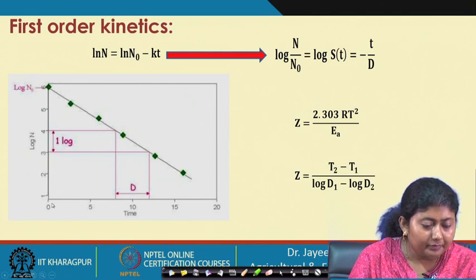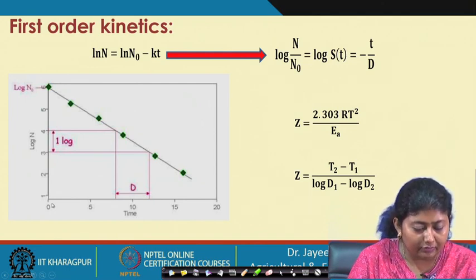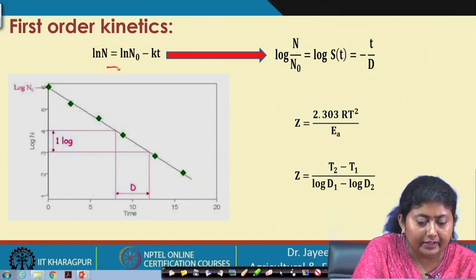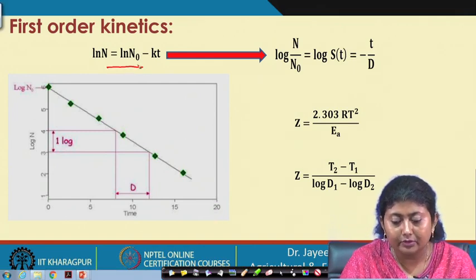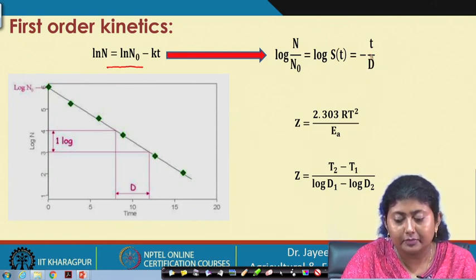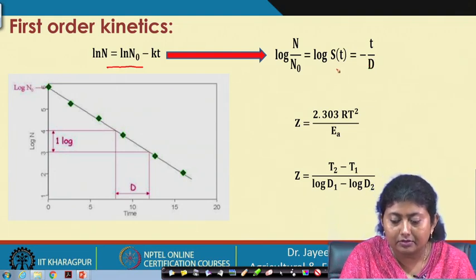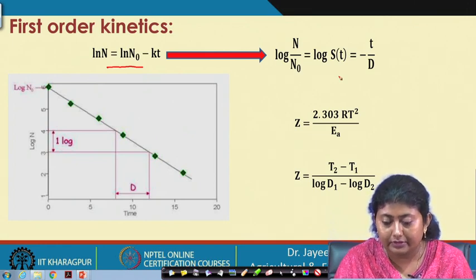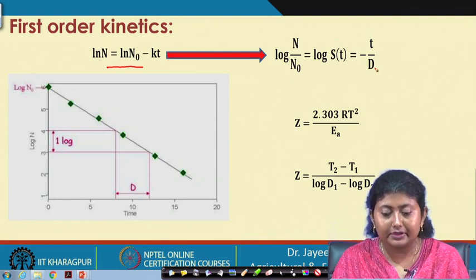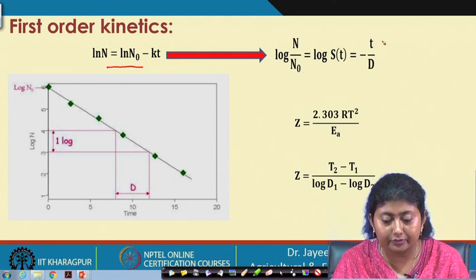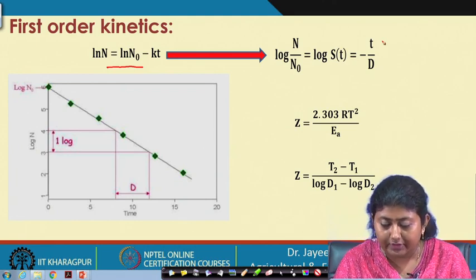If we plot the number of microorganisms with time, we get the equation ln N equals ln N0 minus kt. So, log N by N0, that is log of St, equals minus t by D. This is called the sterilizing value, if you remember. Here D is the decimal reduction time and t is the time taken to inactivate the microorganism.